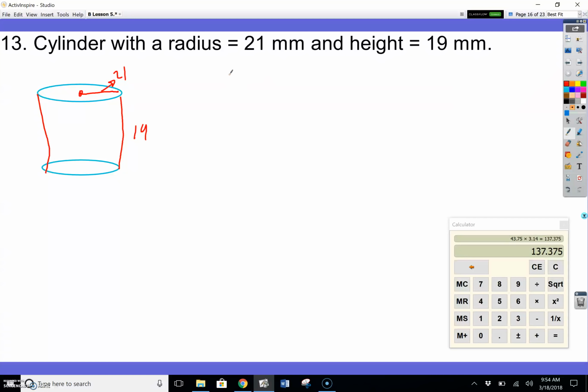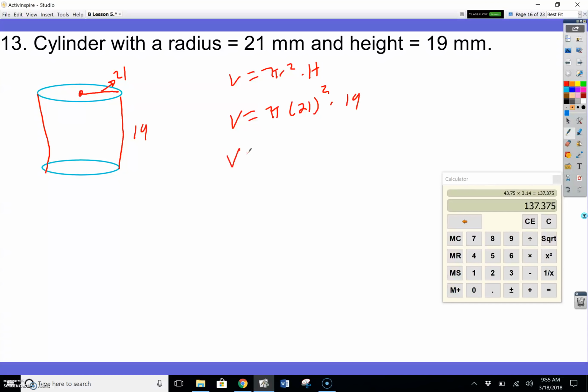So this is just going to be V equals pi r squared times the height. So we're going to have volume equals pi, and then my radius is 21 squared times the height, which is 19. All right, so we're going to do 21 times 21, and we're going to times this by 19. So I'm going to have a volume of 8379 pi, which is my most accurate reading.